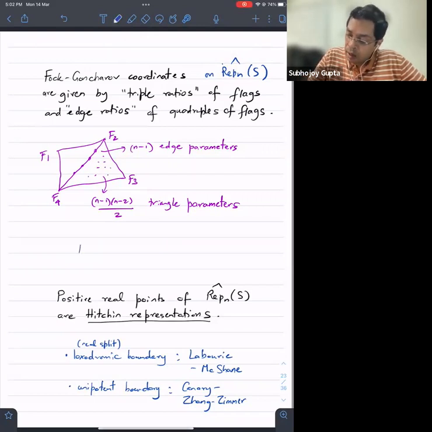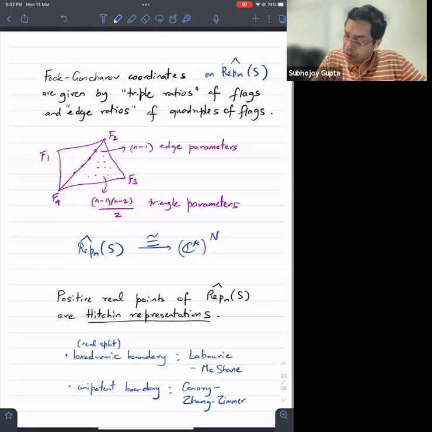And once again, Fock-Goncharov showed that there's a birational isomorphism from Rep_n to some sort of complex torus. This is, again, with respect to some ideal triangulation, and there's some number of parameters which I'm not bothering to count at the moment. So there is this parameterization of this moduli space. And in fact, these positive real points, just like before, are Hitchin representations in this context.